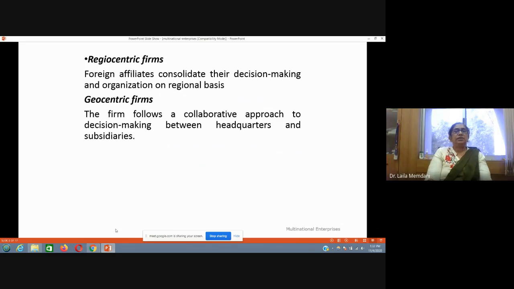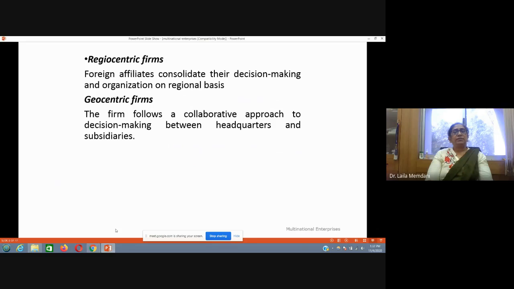Then there are regiocentric firms. In this type of firms, decision making is on a regional basis, maybe for entire Asia. Similar decision making or similar organizational structure is being followed.